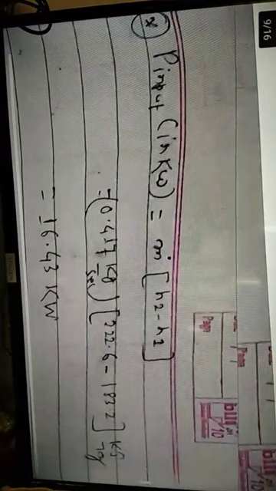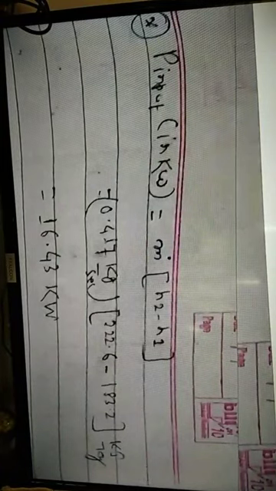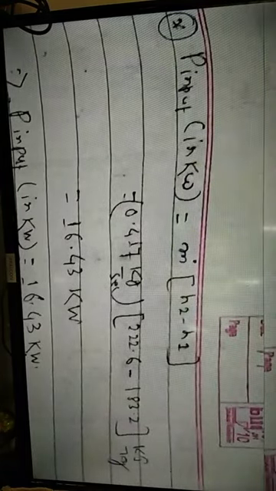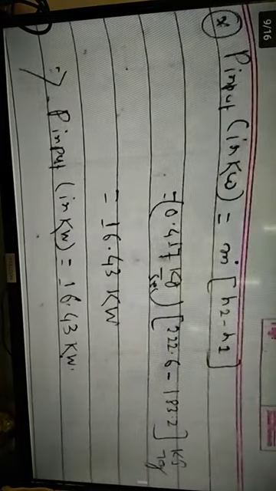We have to find the power input in kilowatt. This is the power input required to run the compressor, and the compressor is installed between 1 and 2. Therefore the power input is equal to m dot into (H2 minus H1). This m dot we have calculated, and H1 and H2 we know. Simply put in the values and you will get a power input of 16.43 kilowatt, right? So this is one important problem we have solved.